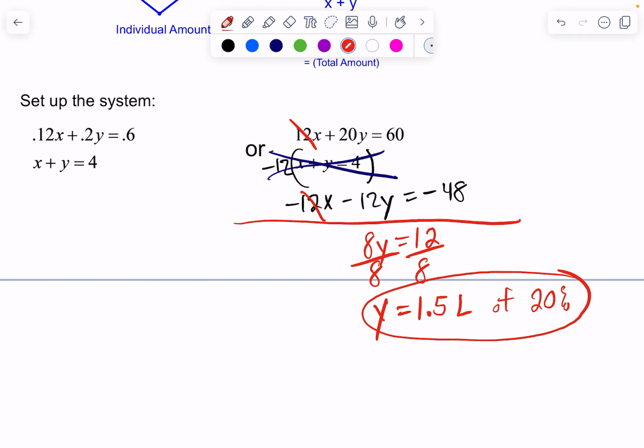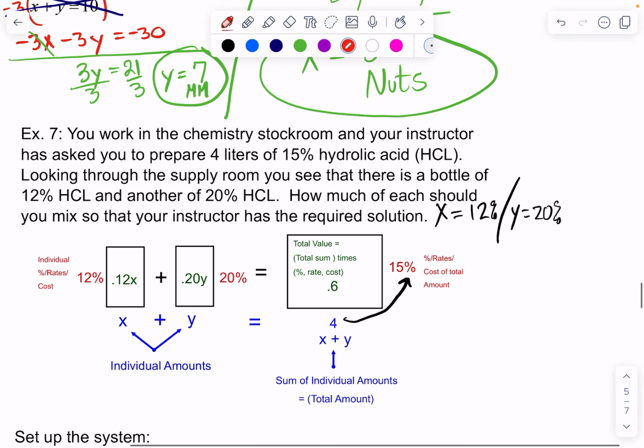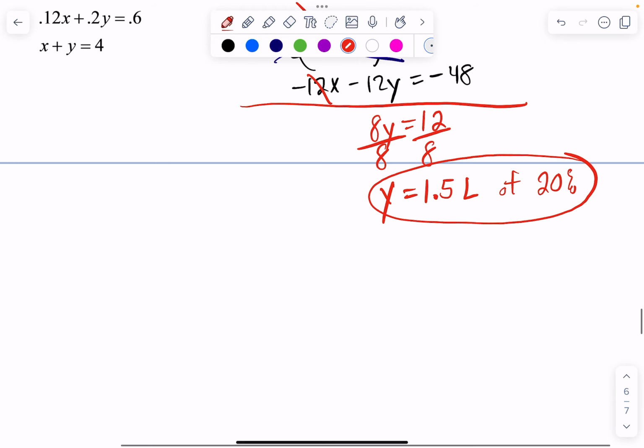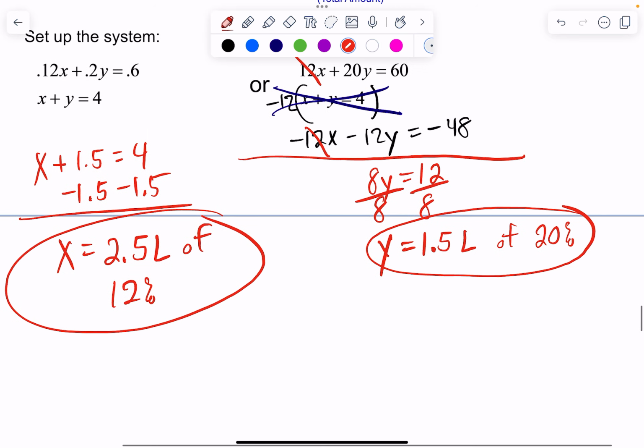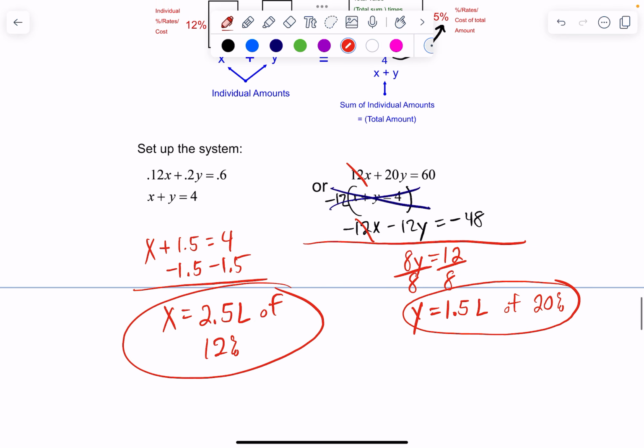And then to find how much I have to use of X, the 12% solution, I plug it in. X plus 1.5 liters equals 4 liters. Subtract the 1.5 from both sides, and X equals 2.5 liters of the 12% solution. And now you've created the 15% solution for your professor.